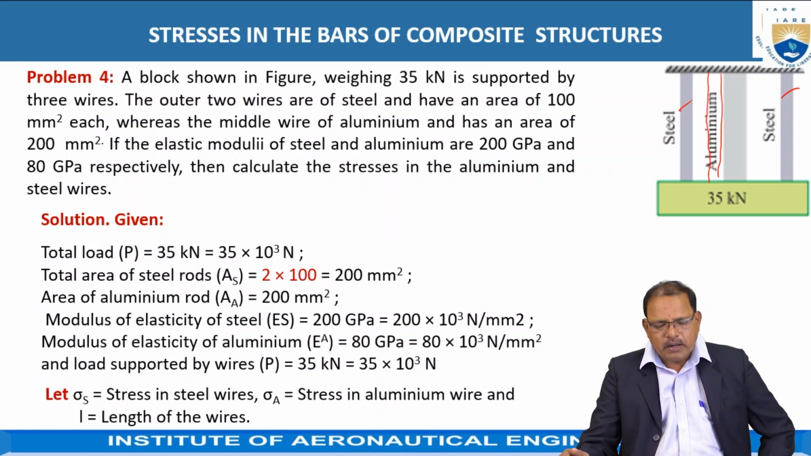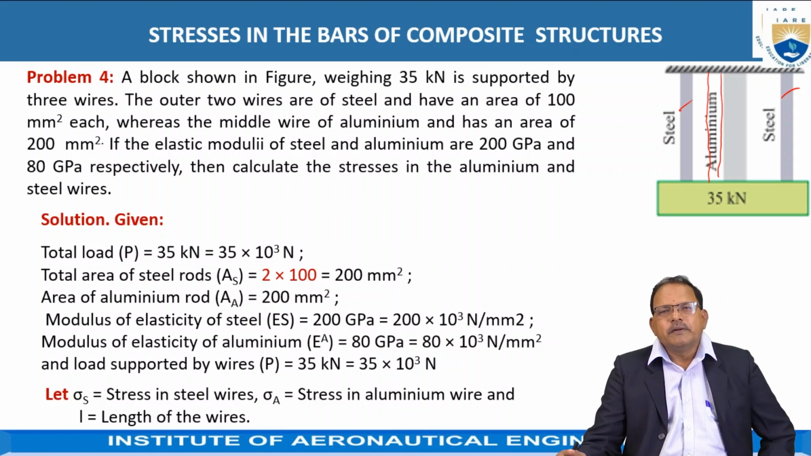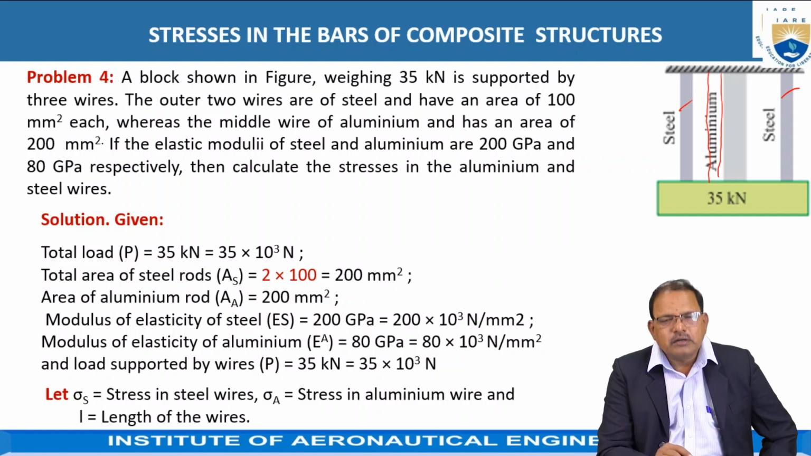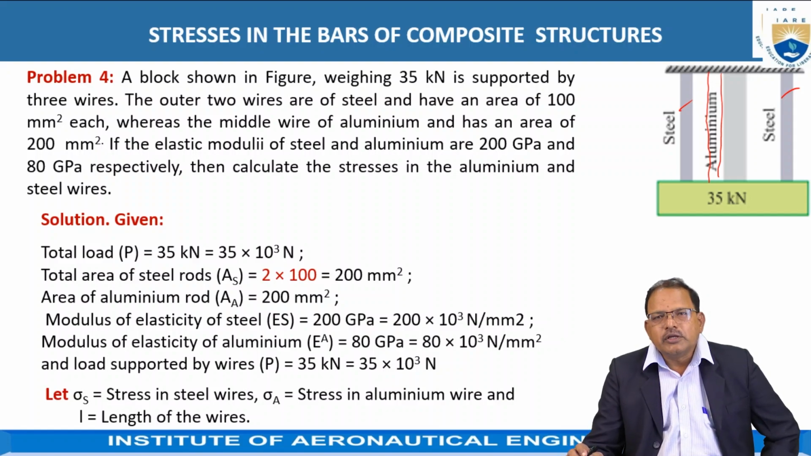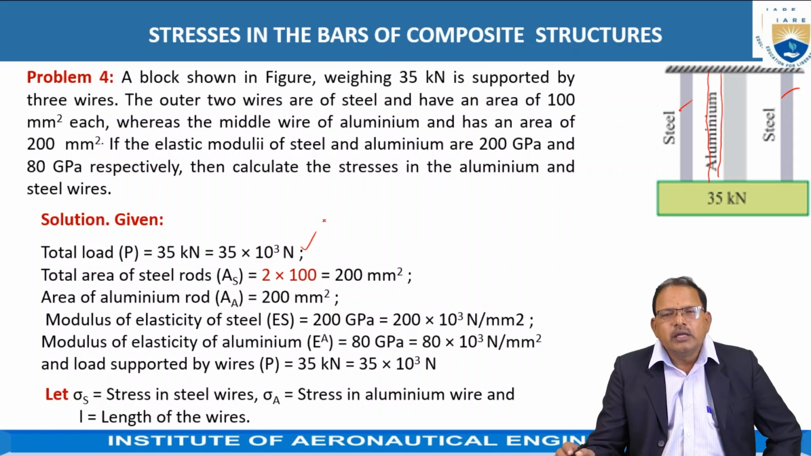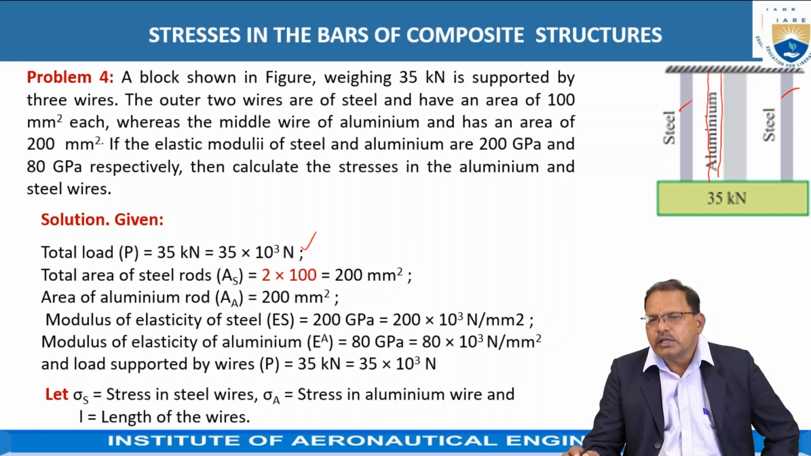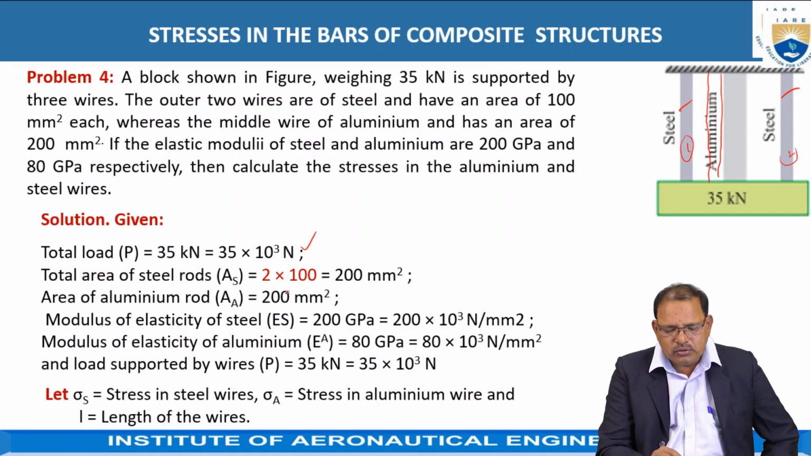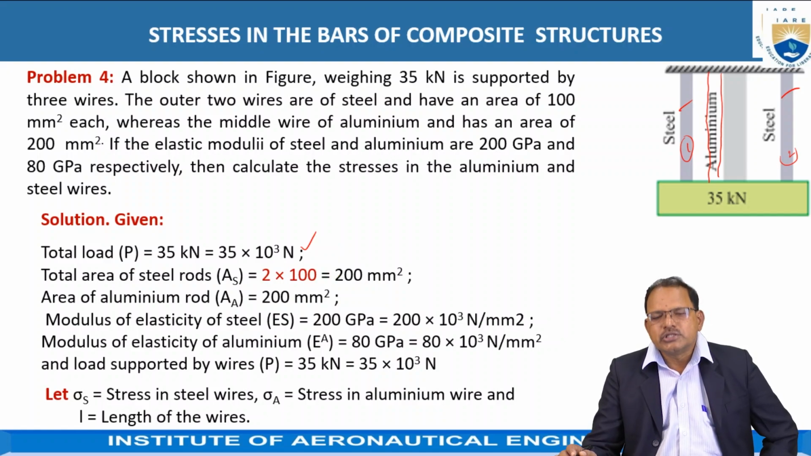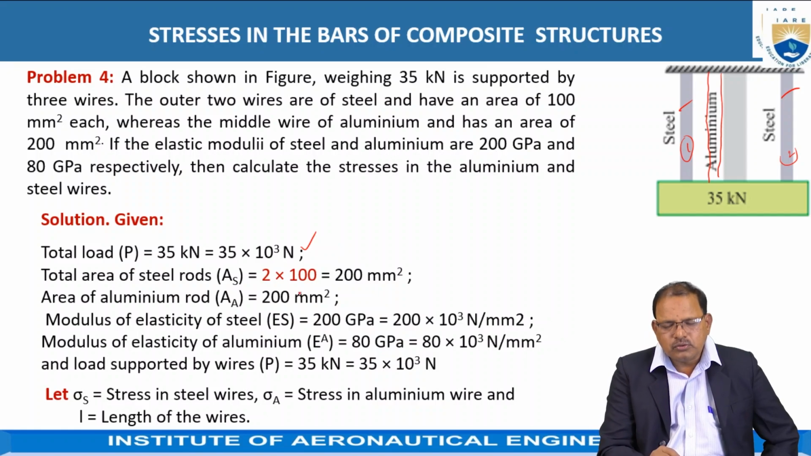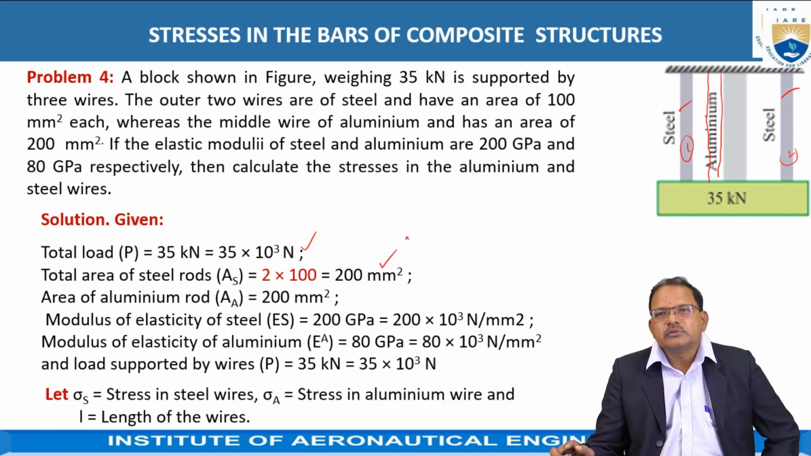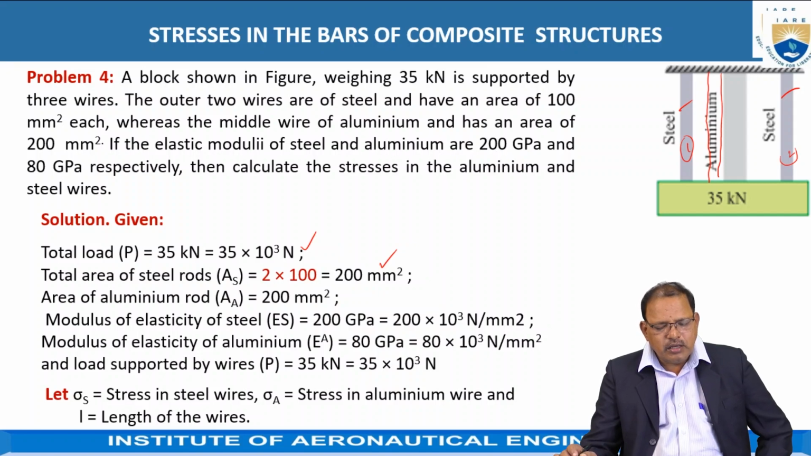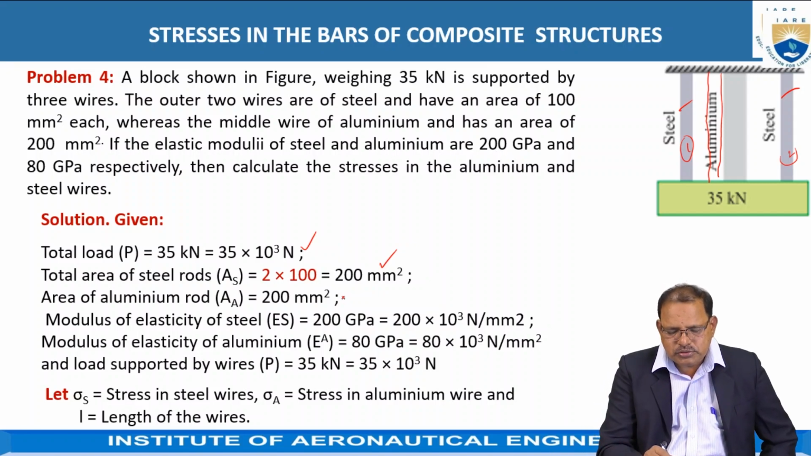Here the given data in the problem is the total load P equal to 35 kilonewtons, that is 35 into 10 to the power of 3 newtons. The total area of the steel rod, we are taking simultaneously the sum of bar 1 and also 2. It is equal to 2 into 100, because 100 represents the area of the steel bar given. So total area is equal to 2 into 100, which is 200 mm square. The area of the aluminum rod is equal to 200 mm square.